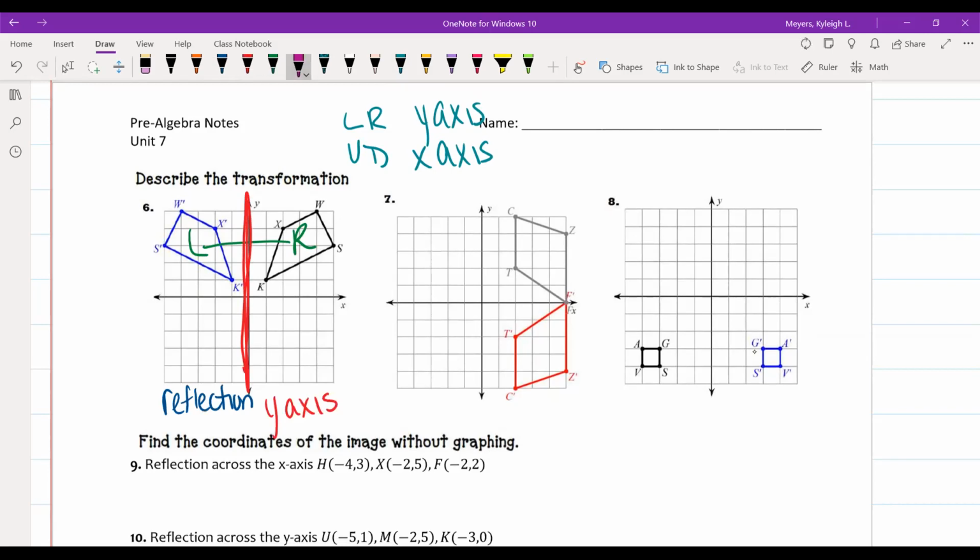Because this one went from, okay, look at 7. Our original one is here, it's up, and then it goes down to the red one, right? So up to down is that it's reflecting over the x-axis. So this is reflection over the x-axis.